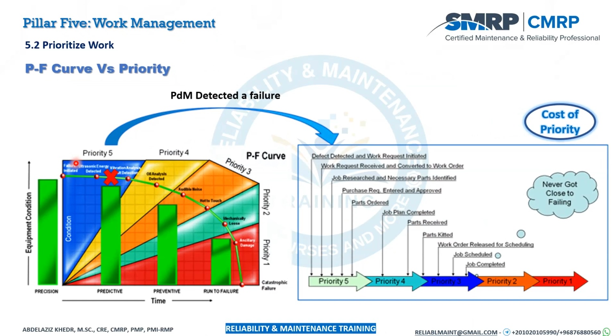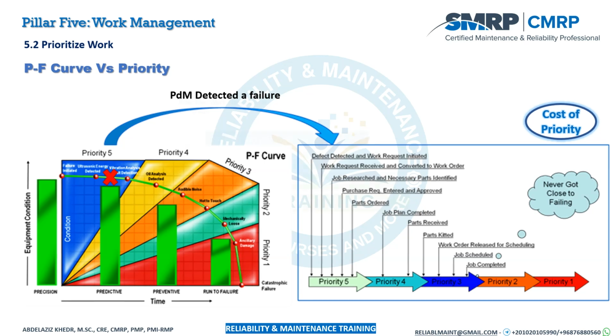The more delayed your identification, the more you are pressed to pay more cost into your priority. So if you are identifying a job here, it will be very low cost in comparison if you are finding or identifying the job very near to the functional failure or the ancillary damage spot.